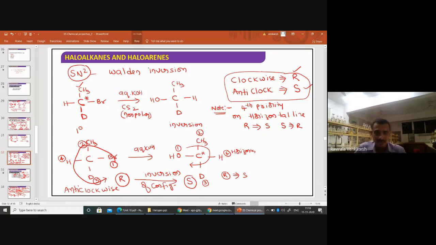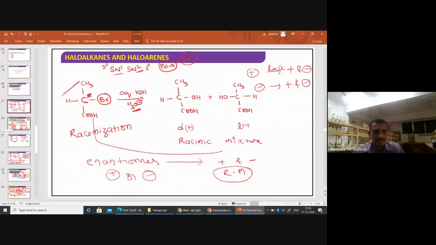In some cases the configuration does not change. They are called retention of configuration. Now, where do we get retention of configuration? Can you say where we get retention of configuration? Is it possible for you? Now, if you observe here, give the configurations again for this one.